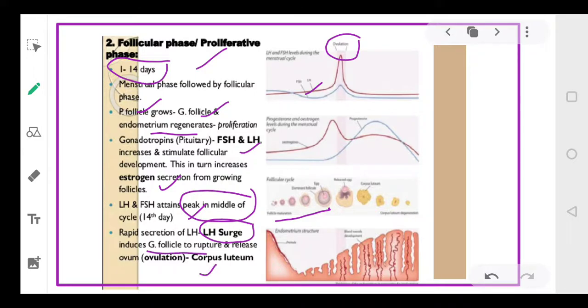Once the egg is released, this particular follicle is called the corpus luteum, and the egg will reach the oviduct or the fallopian tube. While the tissue will degenerate, that is called the corpus luteum. This yellow portion is called the corpus luteum. And simultaneously, you will observe that the endometrium lining is also undergoing a thickening process.